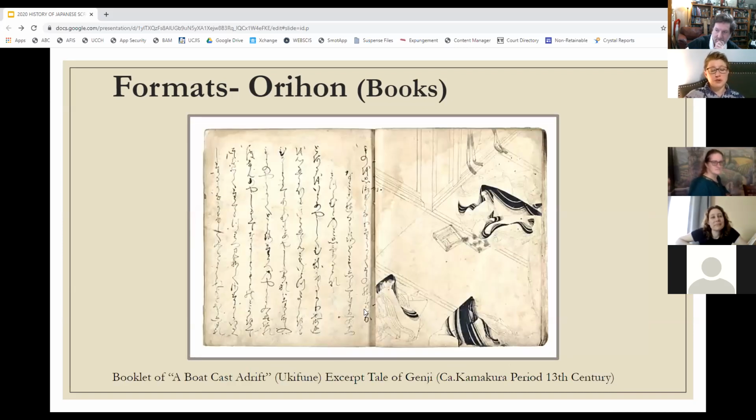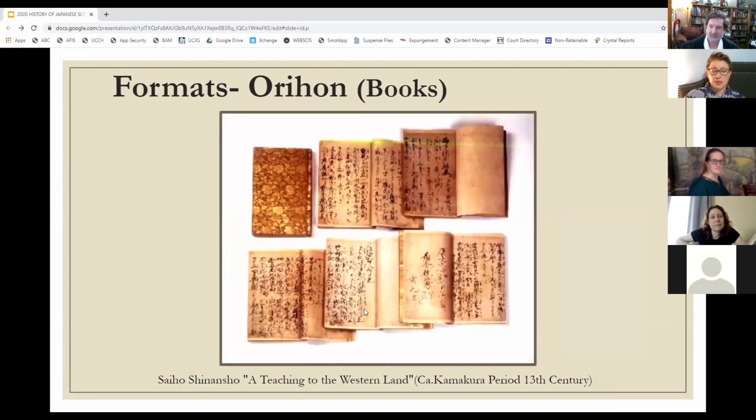This is a booklet of a boat cast adrift. This is the Ukifune. This is an excerpt of the Tale of Genji. But you can see that handwriting on the left, no, it's not sloppy. That is called hiragana. This is the woman's writing, as they call it. It's very stylistic, very beautiful calligraphy. It's very in-depth.